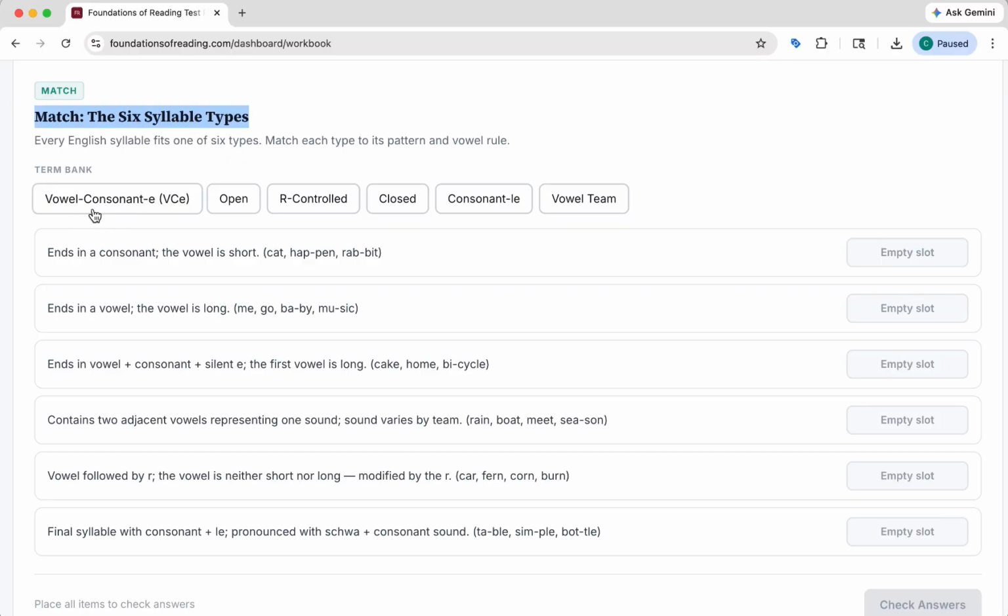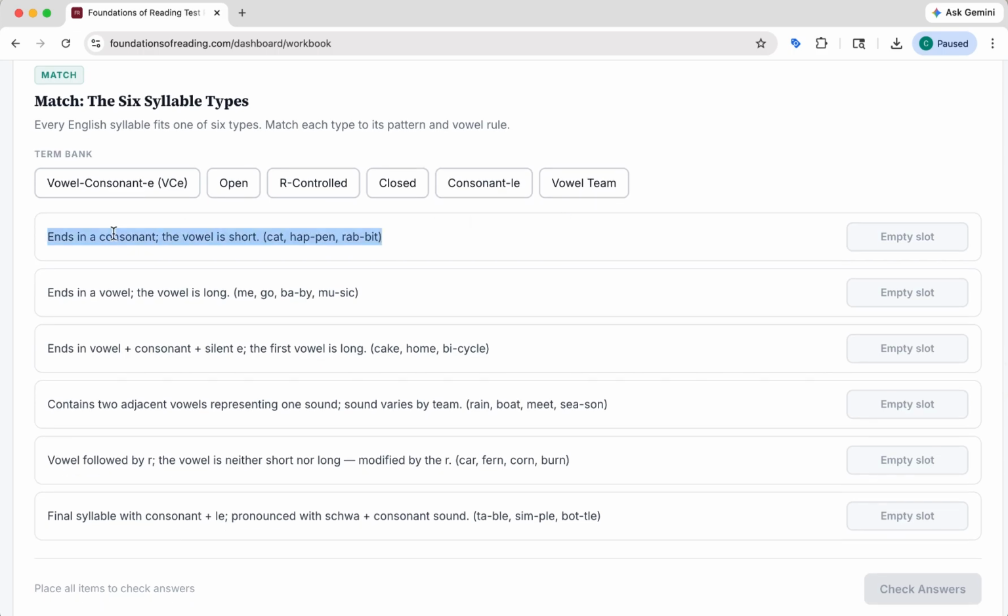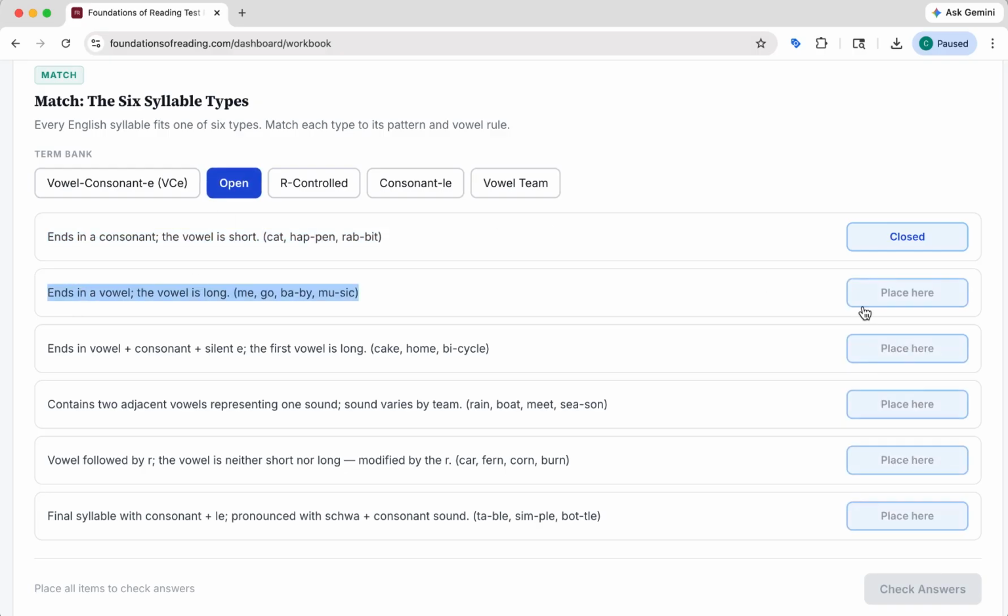Then what we need to do is match the 6 syllable types. We have the term bank here with the terms below: vowel consonant E, open, R-controlled, closed, consonant LE, vowel team. What is that going to be? Ends in a consonant. The vowel is short. I'm going to go with closed right here. Ends in a vowel. That would be open, I do believe.